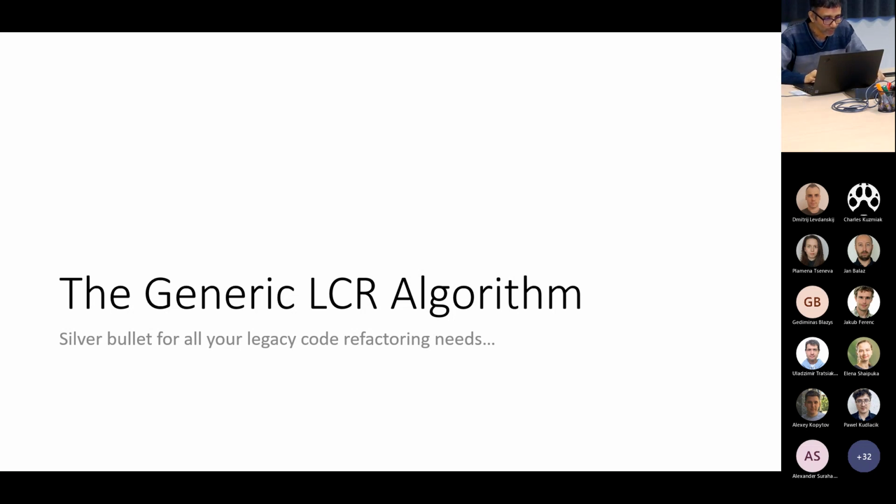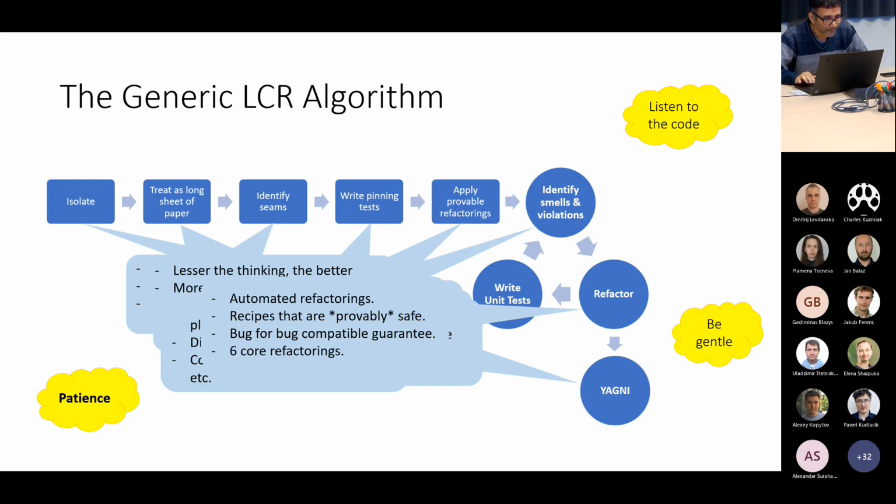Okay, so now this generic legacy code refactoring algorithm. This is the silver bullet for all your legacy code refactoring needs. This is just the one thing that you need to master. What is that? Okay, I'll do it in 2 passes. One pass, I'll just lay out the big blocks. Second pass, we'll go over the same thing, but explain each step in a bit more detail.